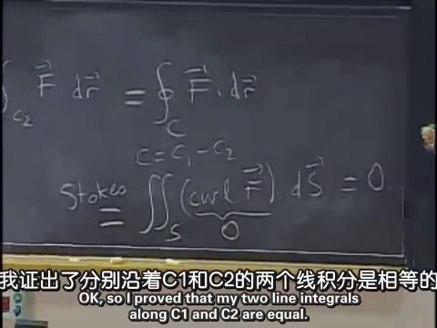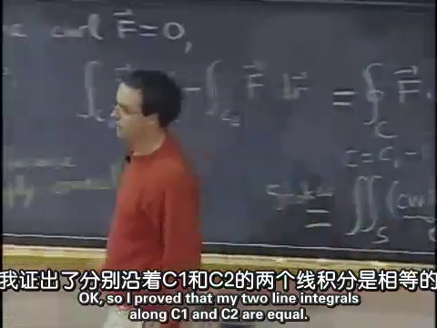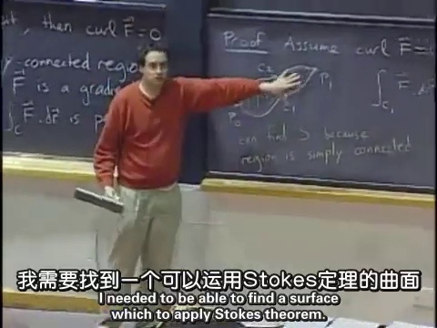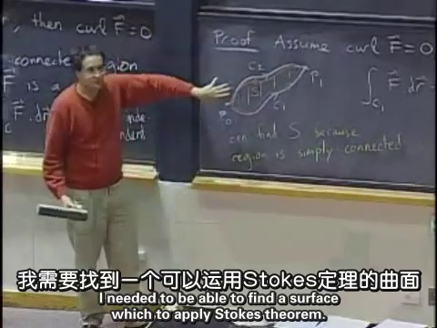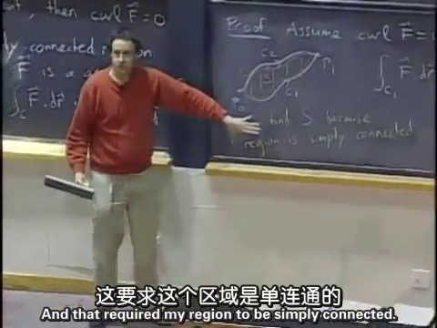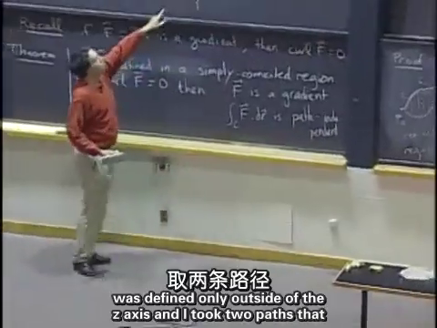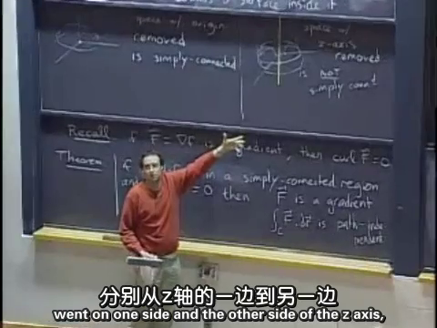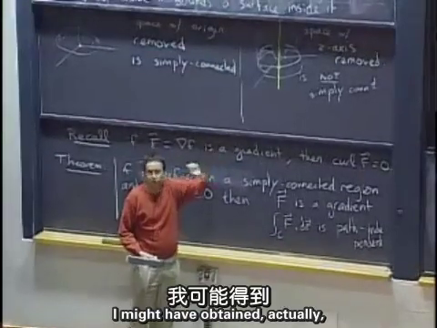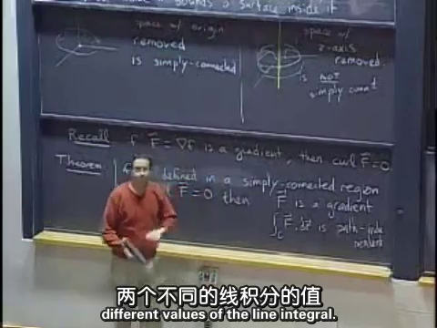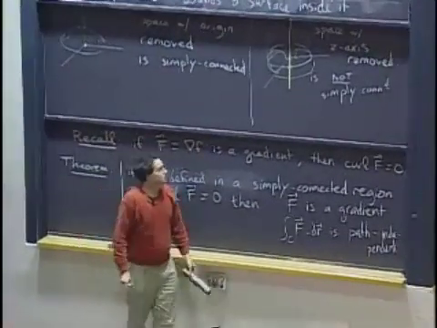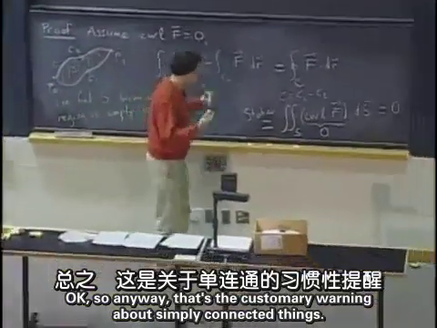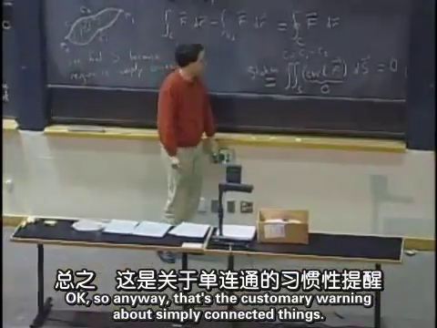Okay, so I've proved that my two line integrals along C1 and C2 were equal, but for that I needed to be able to find a surface to which to apply Stokes' theorem, and that required my region to be simply connected. If I had a vector field that was defined only outside of the z-axis, and I took two paths that went on one side and the other side of the z-axis, I might have obtained actually different values of a line integral. Okay, so anyway, that's the customary warning about simply connected things.